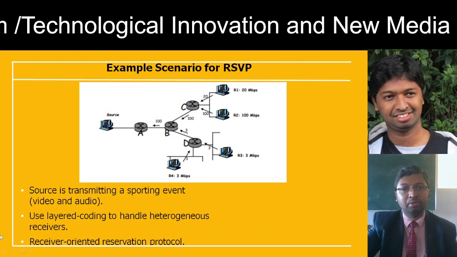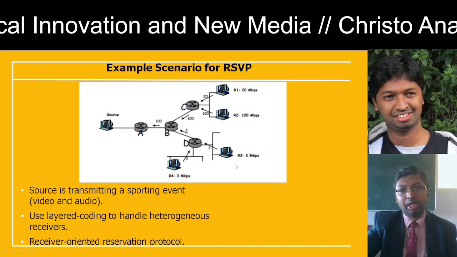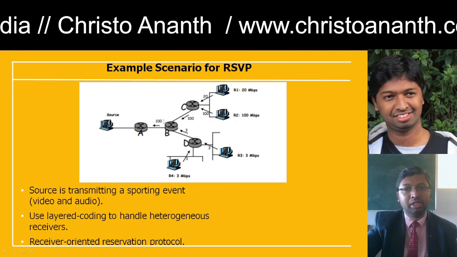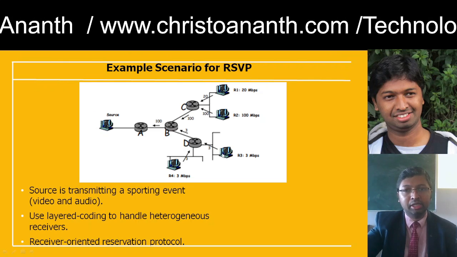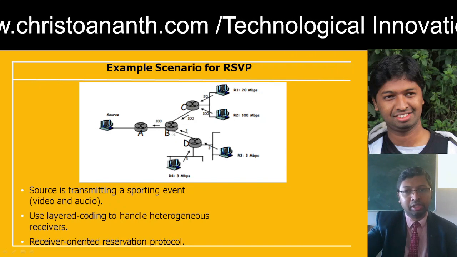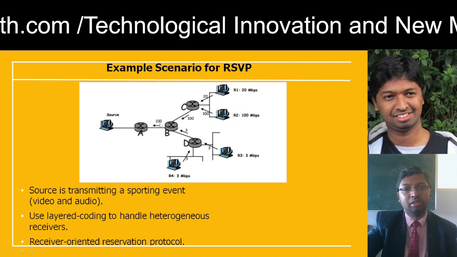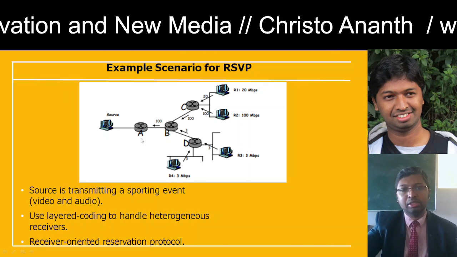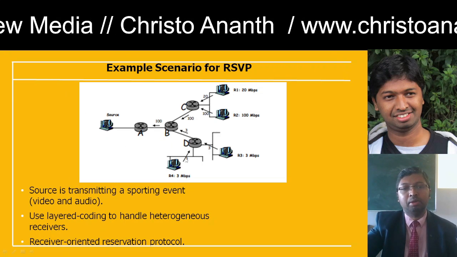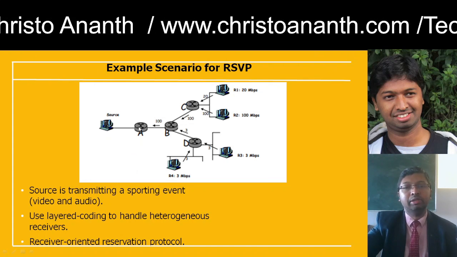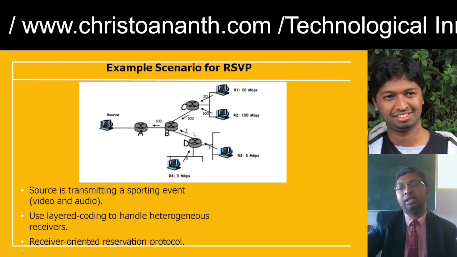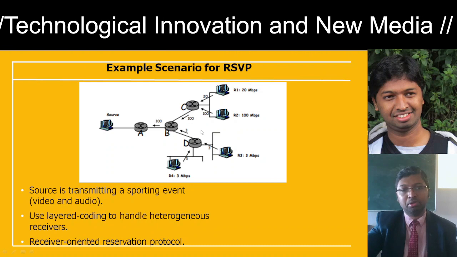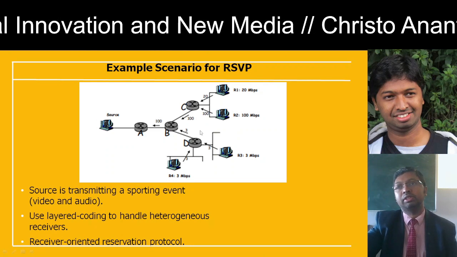So this is the example scenario. We have R1, R2, R3. We have the rates 20 Mbps, 100 Mbps, and 3 Mbps being sent across from here, and it is sent across the routers even back to the source. The source is transmitting maybe a sports event, maybe video and audio. Here it will be using layered coding to handle heterogeneous, not homogeneous, receivers. So in this case, it is a receiver oriented reservation protocol.